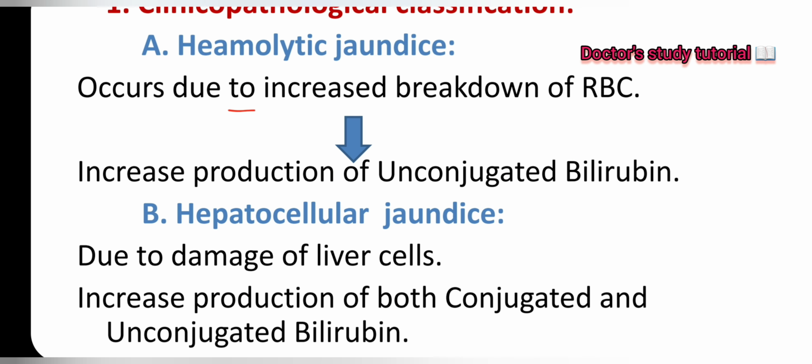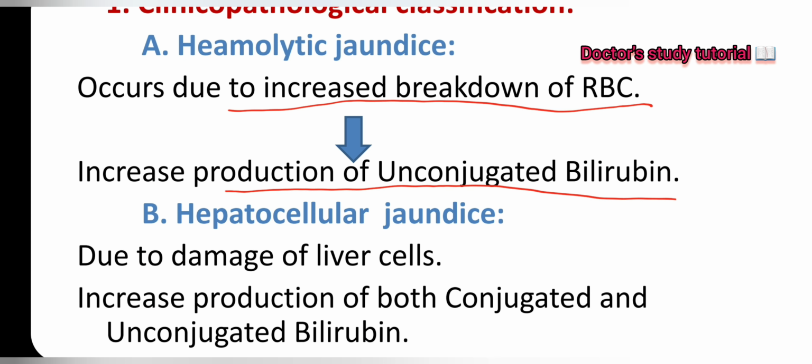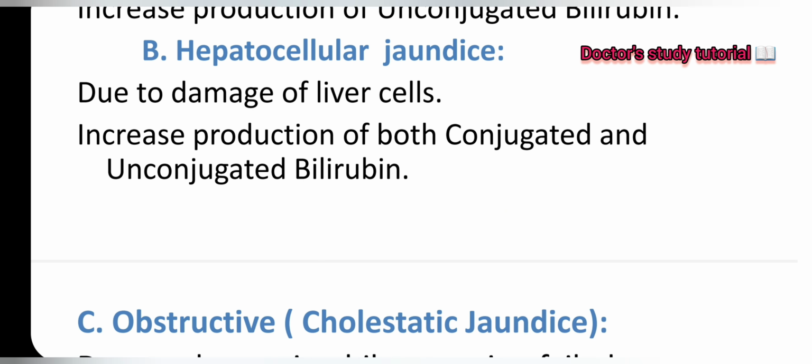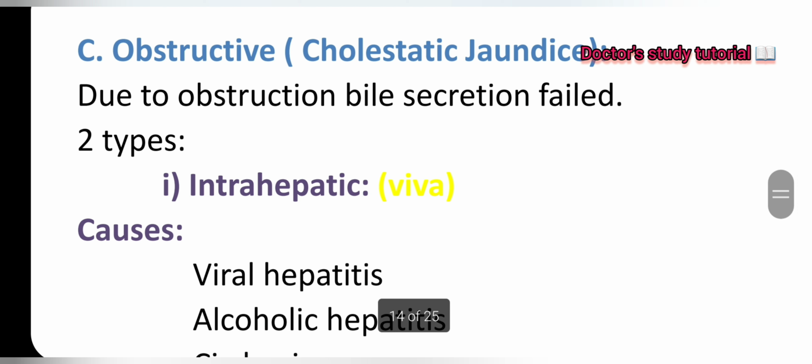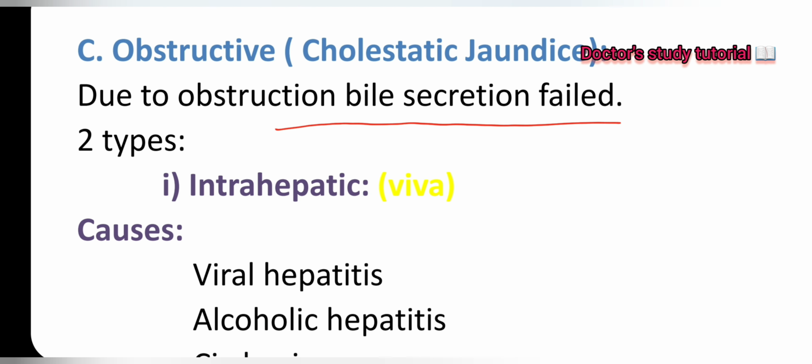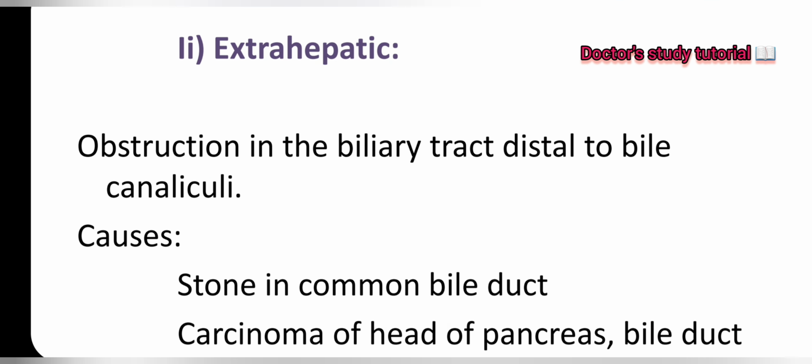Hemolytic jaundice occurs due to the increased breakdown of RBC, increased production of unconjugated bilirubin. Hepatocellular jaundice is due to the damage of the liver, increasing the production of both conjugated and unconjugated bilirubin. Obstructive or cholestatic jaundice is due to the obstruction of the bile secretion, of 2 types, intrahepatic and extrahepatic.